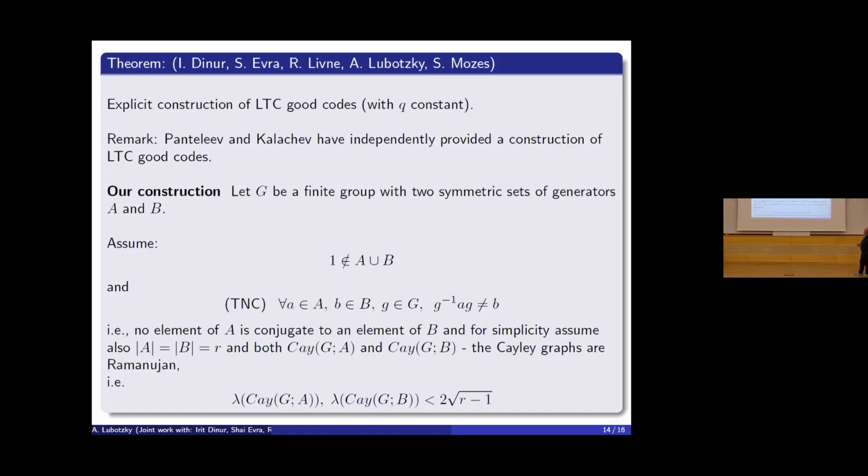Here is the construction. Let G be a finite group with two symmetric sets of generators, A and B. We'll put two conditions. The first condition is that the identity is neither in A nor in B. The second condition, which is slightly more difficult to achieve, we call totally non-conjugate. We want that no element of A is conjugate to any element of B. Namely, for every a in A, b in B, and g in G, g^{-1} a g is not equal to b. So A and B should be somewhat independent of each other. We can achieve this. You have to work a little bit for that, but it's not terrible.